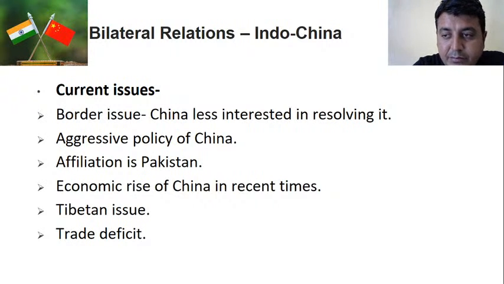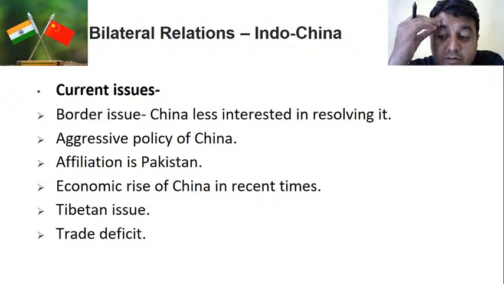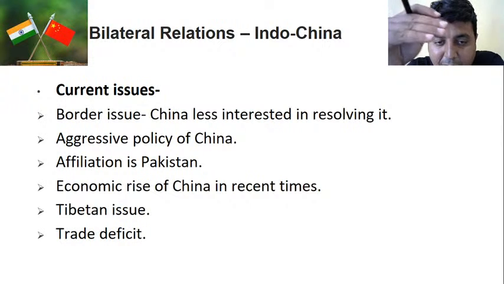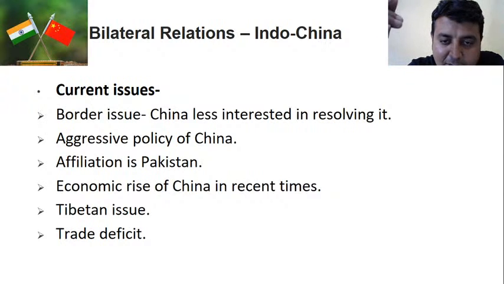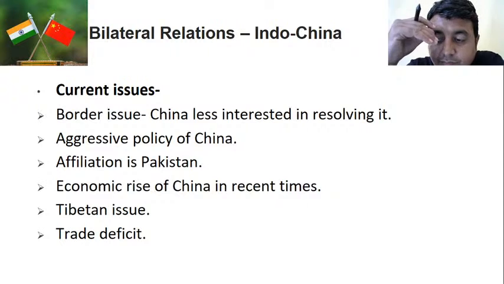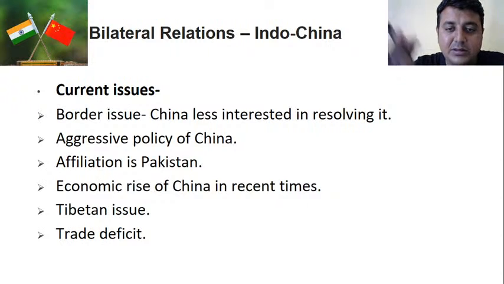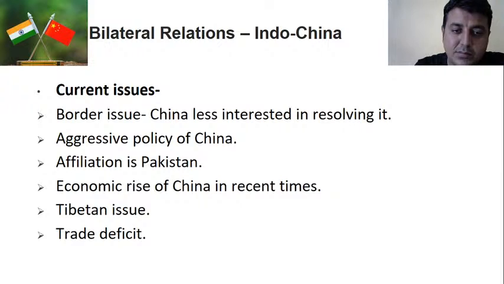Yes, clear to everyone? Next, economic rise of China is also a matter of concern for us. Yes, I ask you whether it is clear to you that affiliation with Pakistan is a matter of concern. Preeti said strategic location, given the fact that Pakistan supports anti-national activities on its soil. Yes, exactly. Do you have any other doubt? Okay, no doubt. Very good.